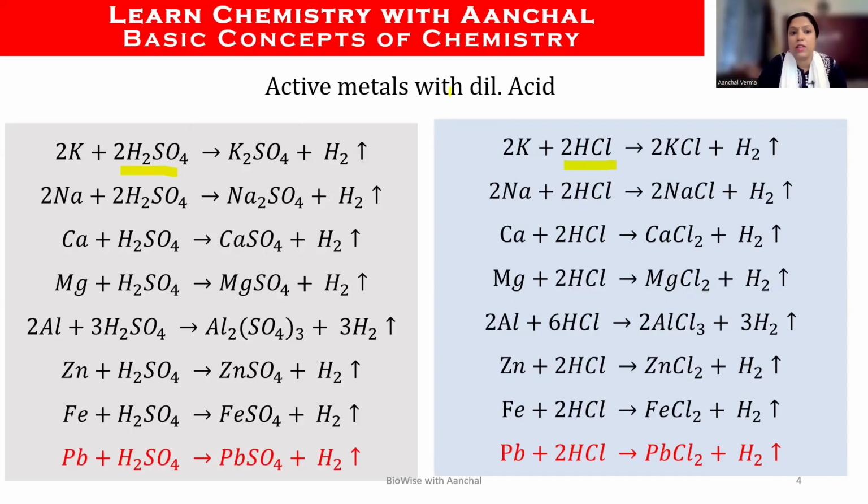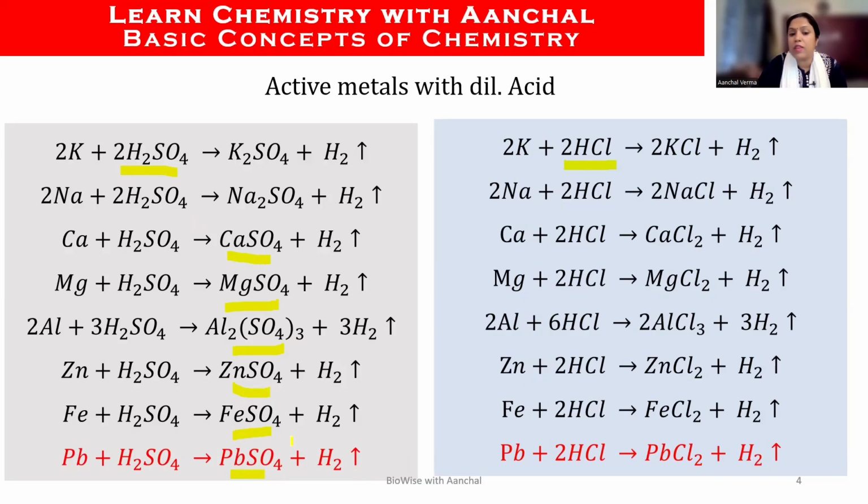Now you can see here sodium reacts with the sulfuric acid to form sodium sulfate. It is potassium, sorry. Potassium reacts with sulfuric acid to form potassium sulfate and hydrogen gas. Sodium sulfate and hydrogen gas. Calcium forms calcium sulfate. Then you have magnesium sulfate, aluminium sulfate, zinc sulfate, iron sulfate. This is iron 2 sulfate, and lead sulfate.